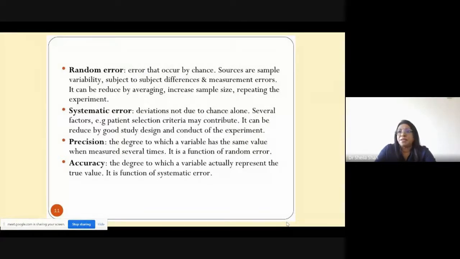And then another one is precision. How precise is your study? Precision is the degree to which a variable has the same value when measured several times. Just like your weighing machine, you take your weight every day, but it's not precise. You take your weighing machine to another place, it shows a different reading. So this is called not precise, which functions as random error. Accuracy is the degree to which a variable actually represents the true value.